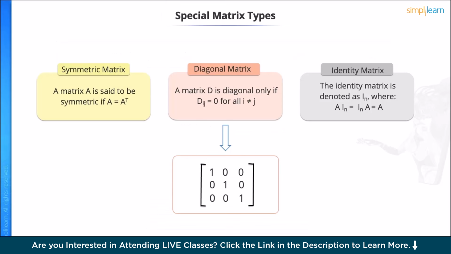Special matrix types. Symmetric matrix. A matrix A is said to be symmetric if A is equal to transpose of A. Diagonal matrix. A matrix D is diagonal only if Dij equals 0, for all i not equal to j. Identity matrix. Identity matrix is denoted as I N, where A I N equals I N dot A equals A.